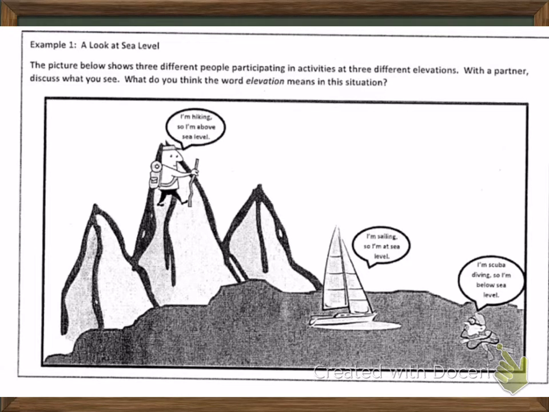What it says is example 1, look at sea level. The picture below shows 3 different people participating in activities at 3 different elevations. With a partner, discuss what you see. And what do you think the word elevation means in this situation? So you already did that part. You already wrote down what you think elevation means. The next thing in your notes, go ahead and write down what these three different situations are, what's happening in the picture. Go ahead and pause and return when you're ready.